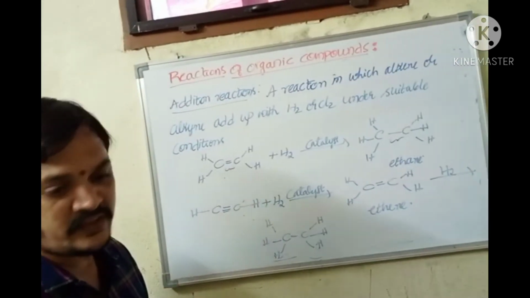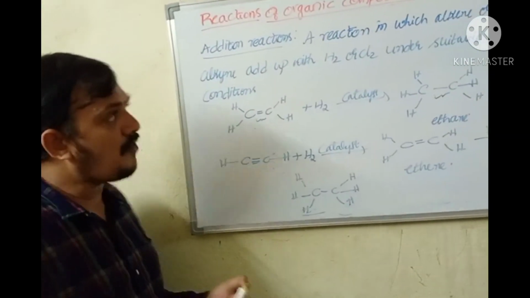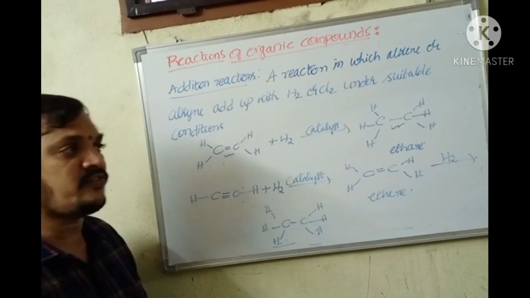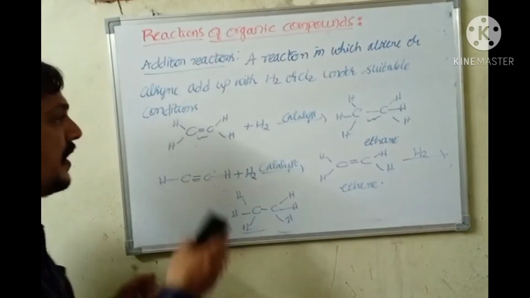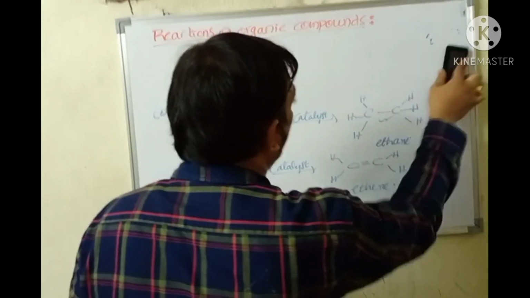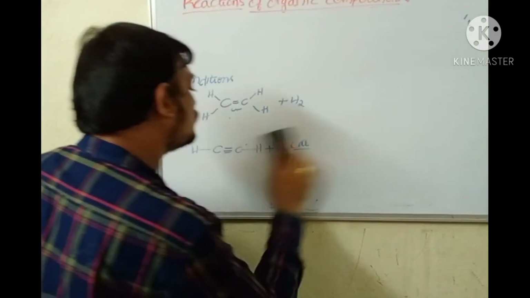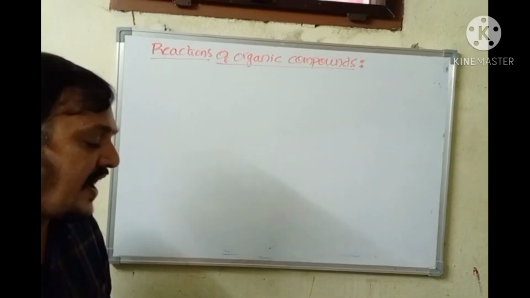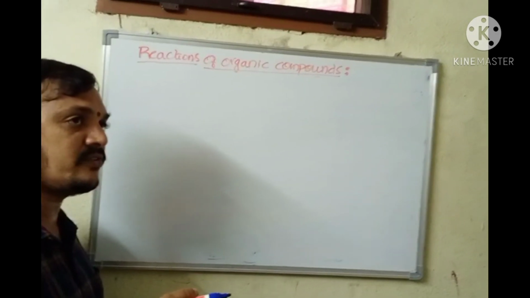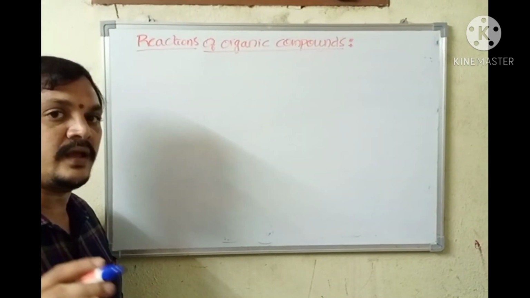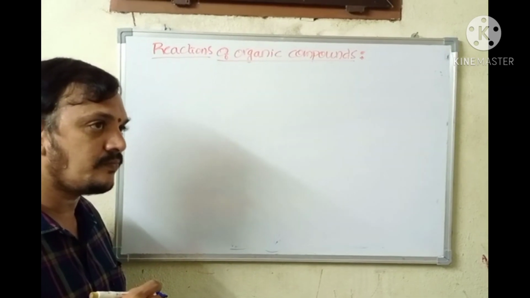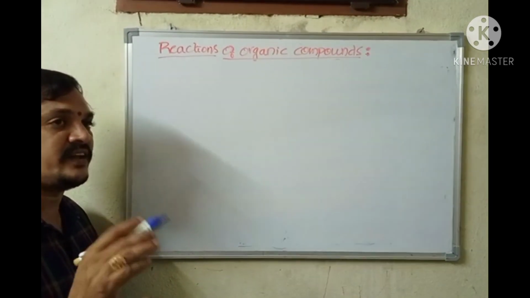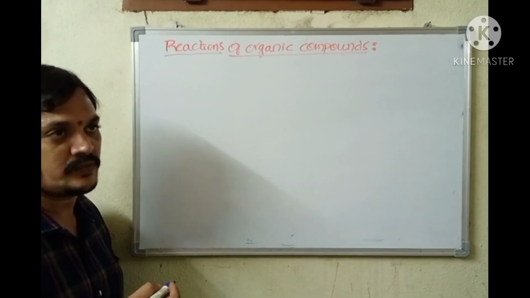Addition reaction forms the base for hydrogenation of vegetable oils to fats. Hydrogenation is the process by which unsaturated oils are converted into saturated fats by reaction with hydrogen in the presence of catalysts like nickel or palladium. So for the hydrogenation of oils, I'll be using catalysts like nickel or palladium. Okay, thank you.